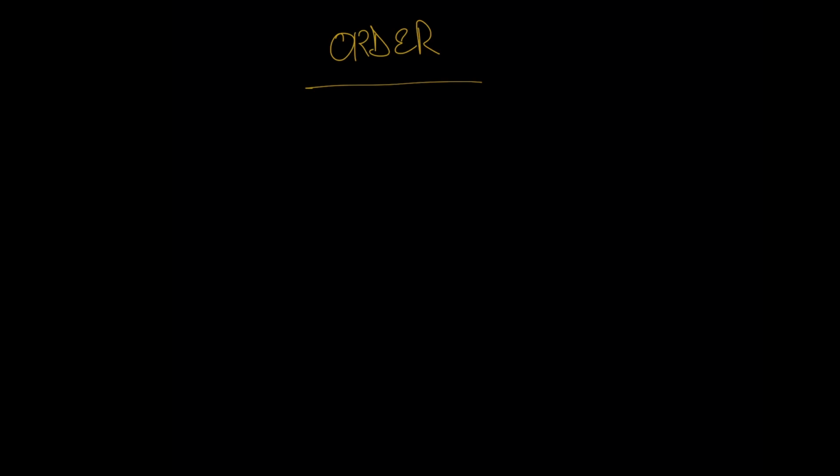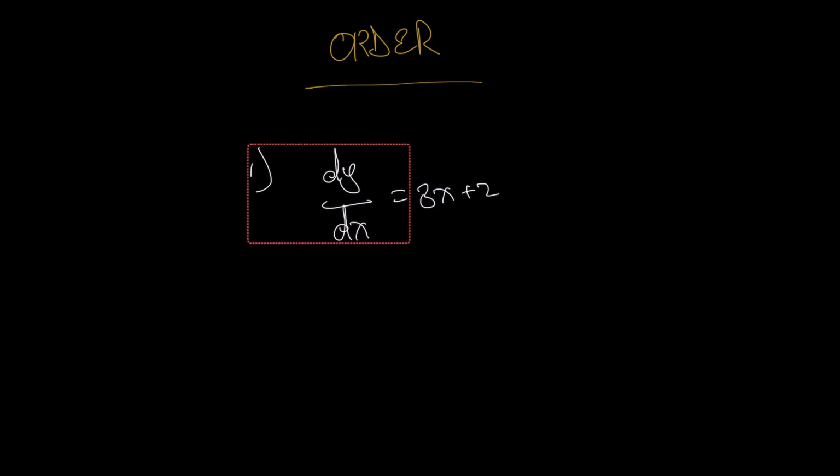Okay, so the order of a differential equation is the order of the highest order derivative present in the equation. So we know the derivatives. Let's look at an example. One, we have dy/dx equal to 3x plus 2. This one here is order 1 because we have only differentiated y with respect to x once. So this is of order 1.